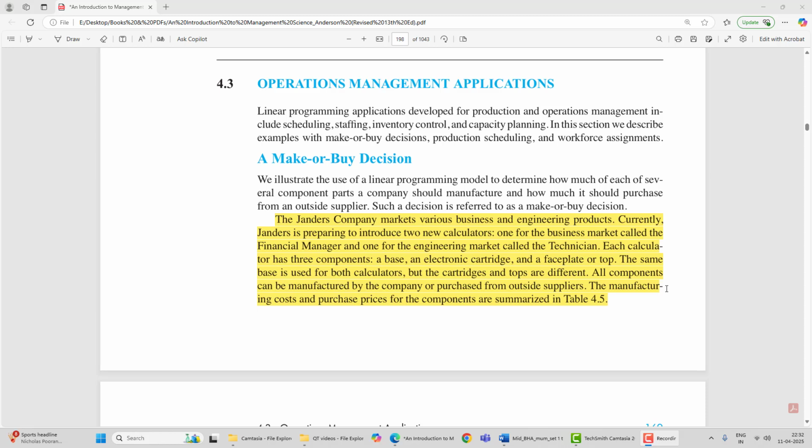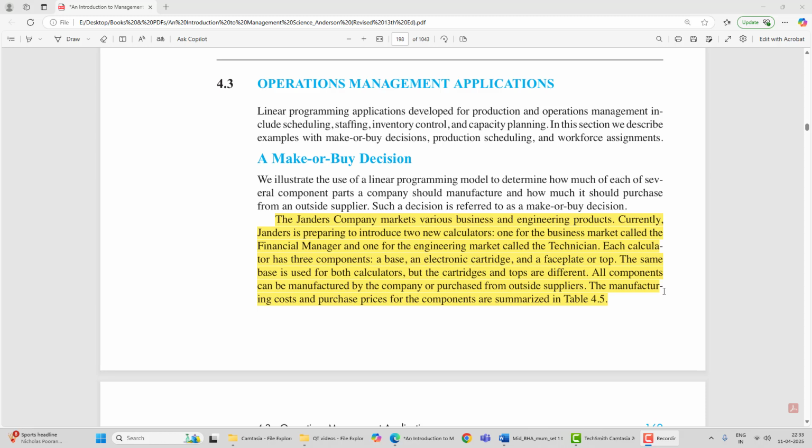Currently, Genders is preparing to introduce two new calculators, one for the business market called the financial manager and one for the engineering market called the technician. Each calculator has three components: a base, an electronic cartridge, and a faceplate or top. The same base is used for both the calculators, but the cartridge and tops are different. All components can be manufactured by the company or purchased from outside suppliers.